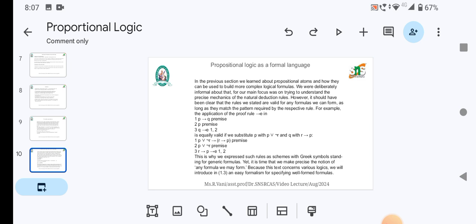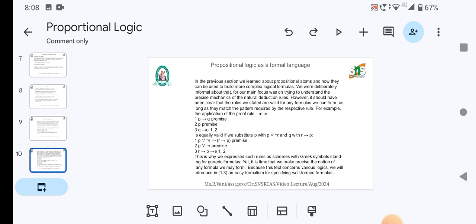For example, the proof of the rule implies-E, where E represents elimination. P implies Q is the first premise. The second is P, also a premise. Then Q follows from steps 1 and 2, where the implication is eliminated.